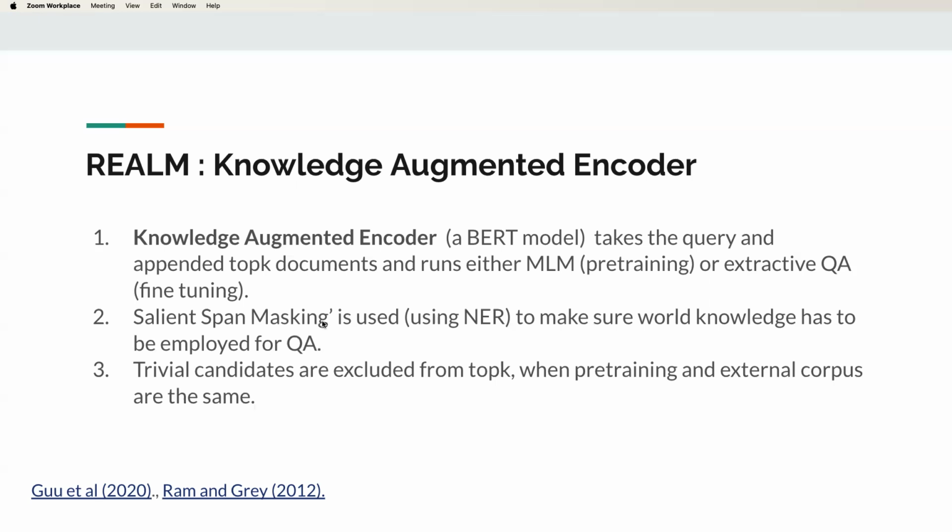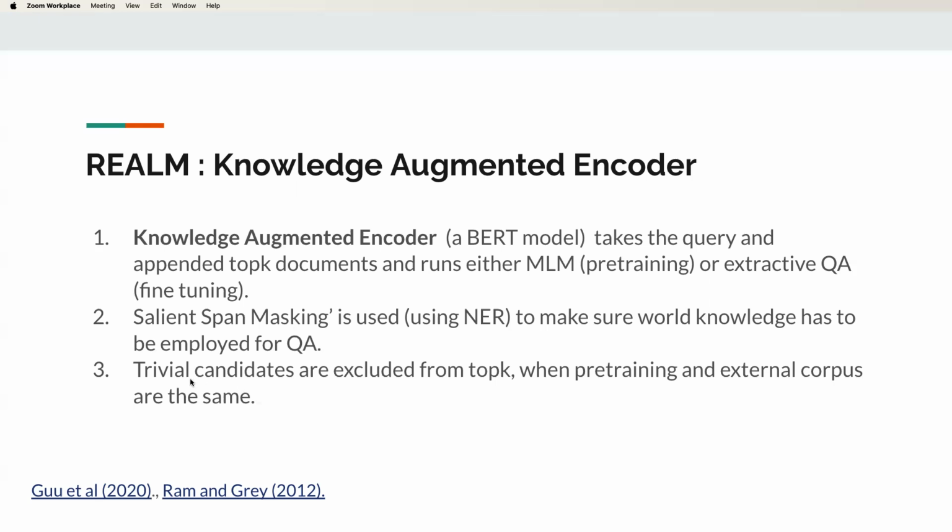So what these guys did, especially during pre-training, was salient span masking. Instead of randomly masking out 15% of the words, as you would do in any transformer or BERT, you use NER to make sure that words that were worldly entities, like the year 1989 or United Kingdom, could be masked. That would make the model more robust, and it would not just pick up certain instances while predicting the next word.